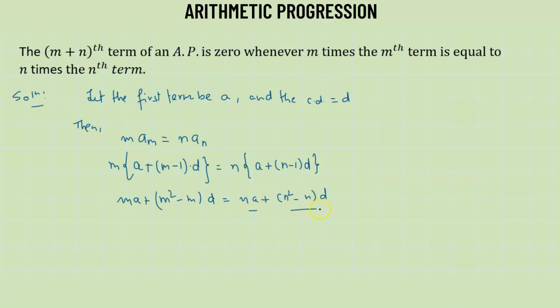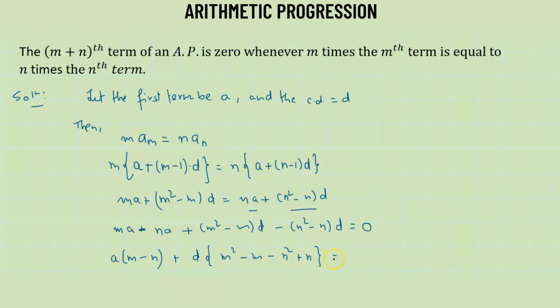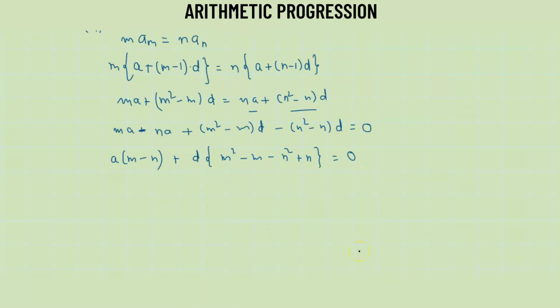So we'll transpose all the terms from the right hand side to the left hand side. So we have ma minus n times a plus m squared minus m times d minus n squared minus n times d equals 0. If we take a as the common factor, we have m minus n, plus we're going to take d as the common factor. So here we have m squared minus m minus n squared plus n. So this will be equal to 0.